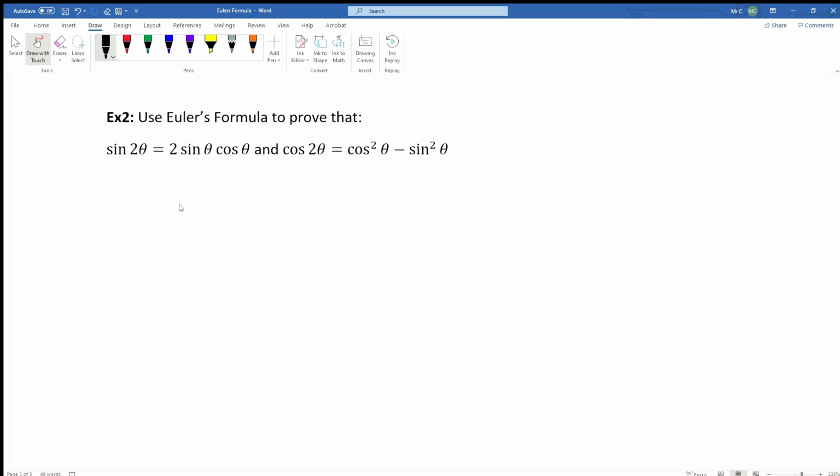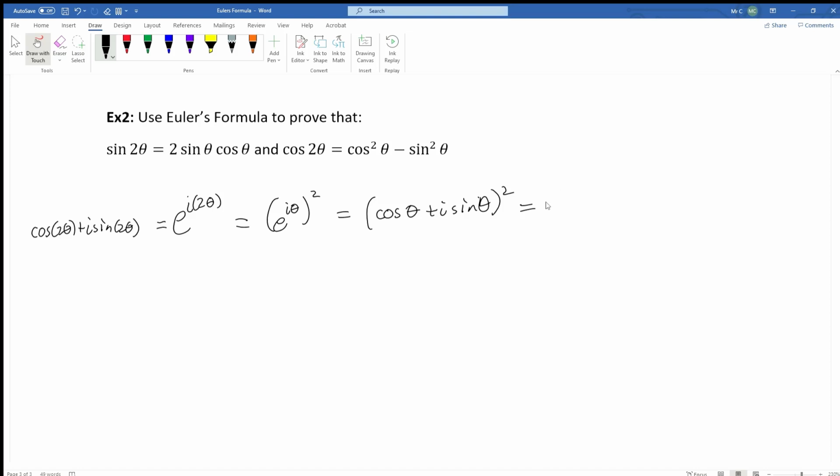Okay, so we'll write this as e to the i 2 theta. So we're just replacing theta in the formula with 2 theta, and we get cosine of 2 theta plus i sine of 2 theta. But I can rewrite this as e to the i theta squared, which is cosine of theta plus i sine of theta squared. And if I multiply this out, I get cosine squared of theta plus 2 times i times sine of theta cosine of theta.